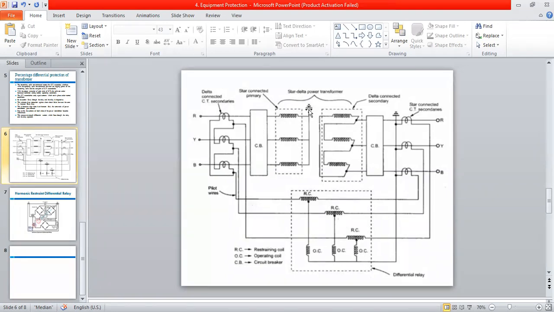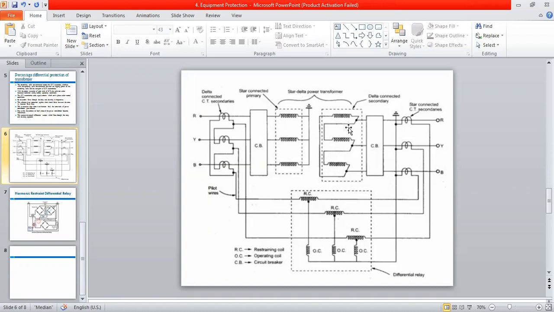Star connected. You can see this point is common. This is your R phase, Y phase, and B phase. All three phases are connected at a single point, and that point is grounded. That point is grounded here.